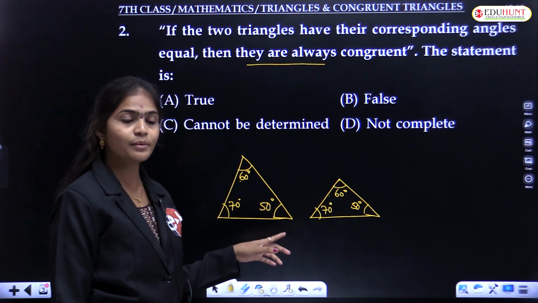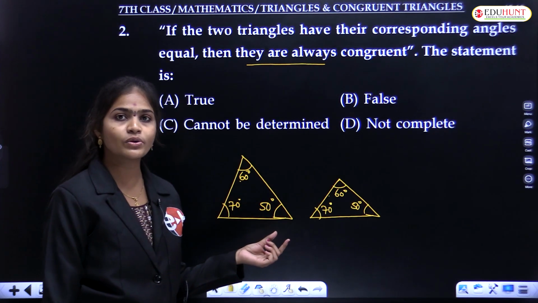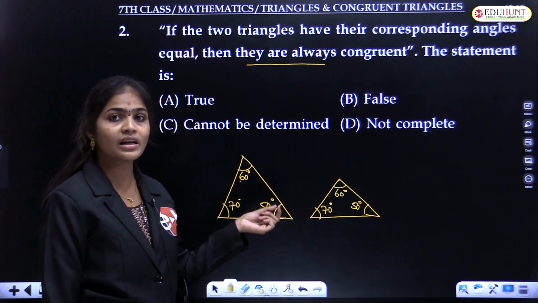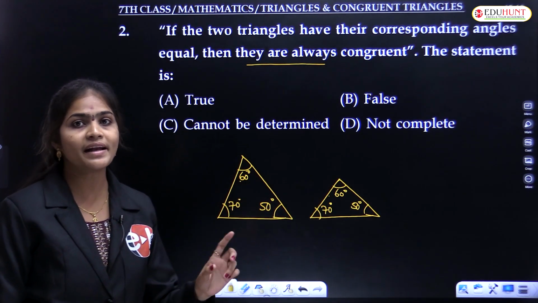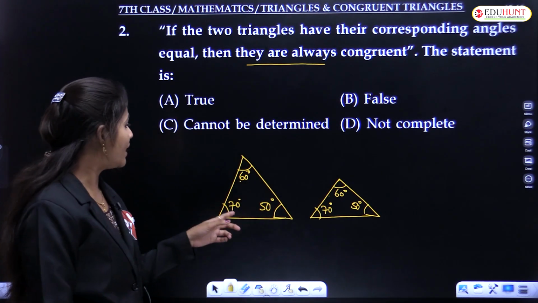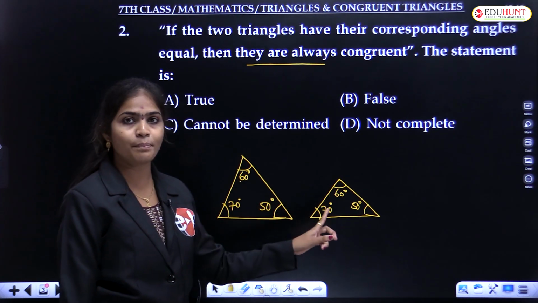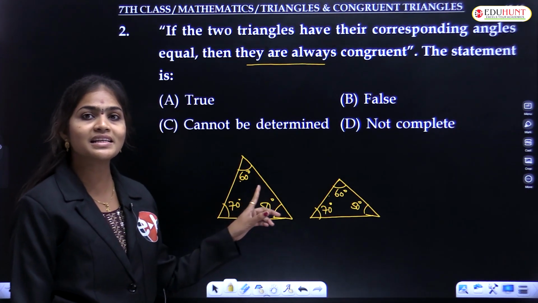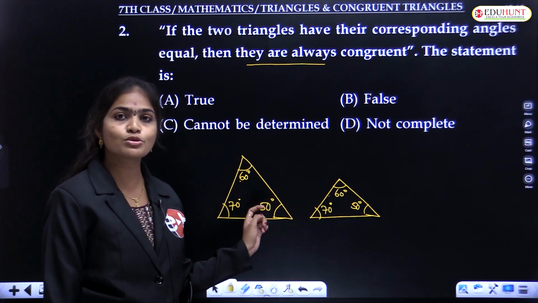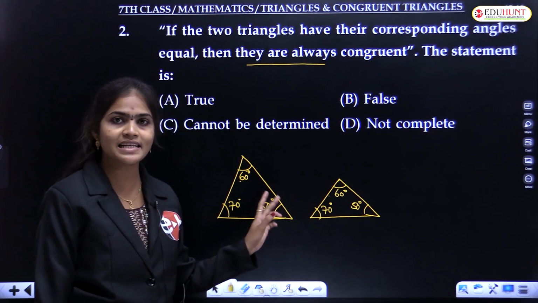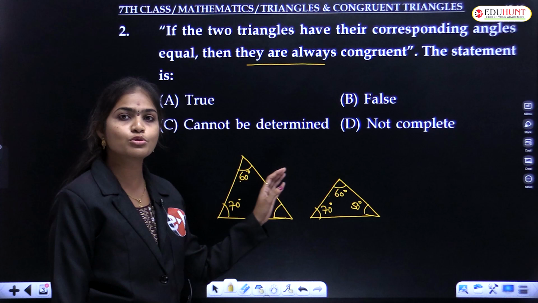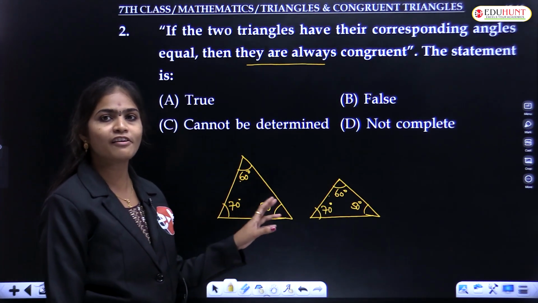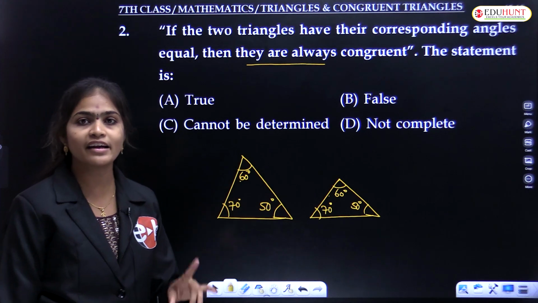Actually, congruent means what? Congruent triangles means 2 triangles having the same shape and same size. But here these 2 have the same shape but not the same size. They have the same angles, but these 2 have different sizes. So we can say that these 2 are similar figures, but not congruent figures.